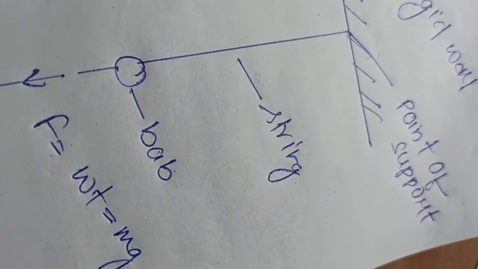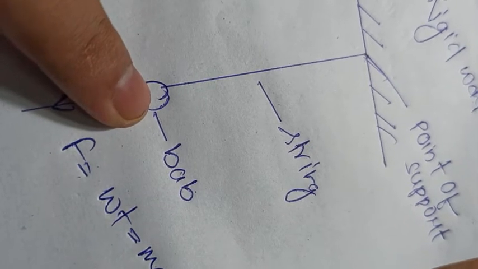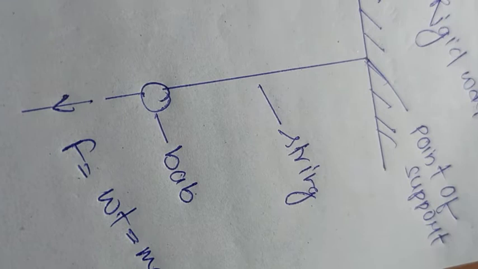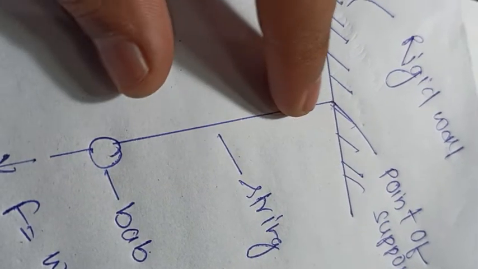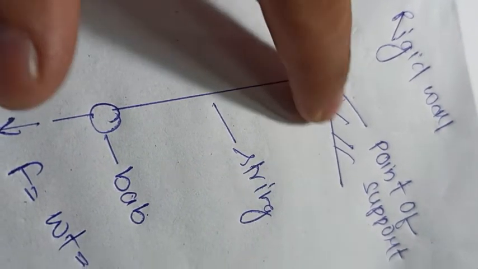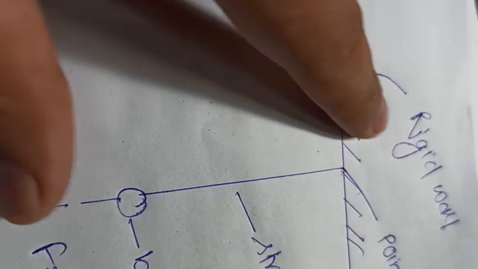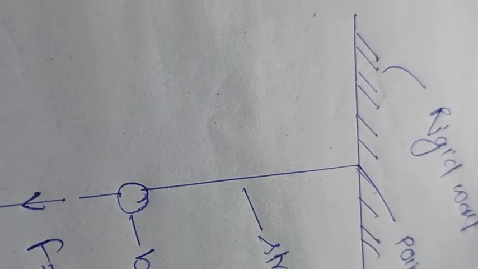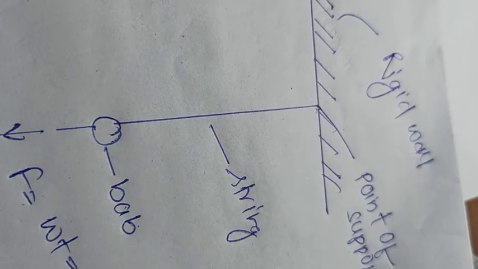A metallic ball is considered here, and this metallic ball is going to hang using this line, which is a thread. This thread we can call a string. The point where your ball is hanging from the wall is what we call the point of support, and this wall we call a rigid wall, meaning it should be fixed, not changeable, not movable. That's why all these names are given.